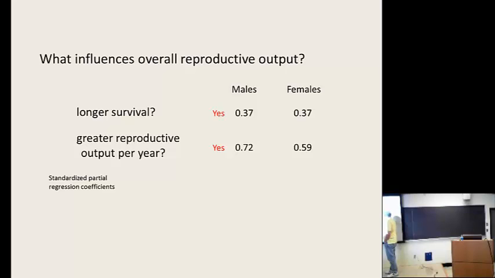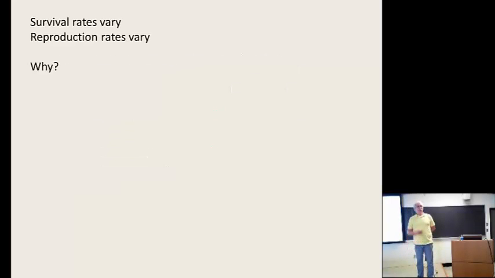If you look at these as standardized partial regressions, longer survival matters for both male output and female output. By chance, they end up being the same coefficient. It's higher in terms of what's responsible for their total fitness in terms of the greater reproductive output per year. But both of them are actually pretty important. Their fitness through male function is a little bit more due to greater output per year than it is for females. Okay. So survival rates vary and reproductive rates vary. Why is that?